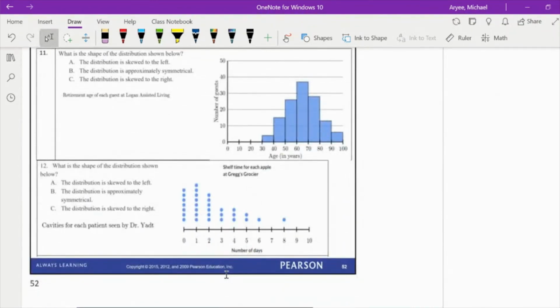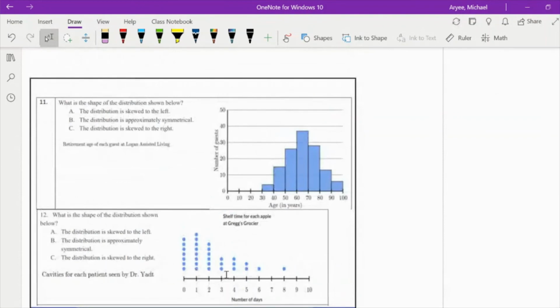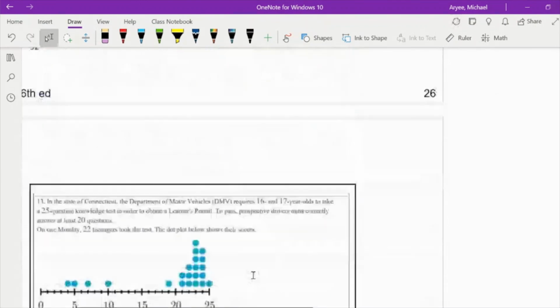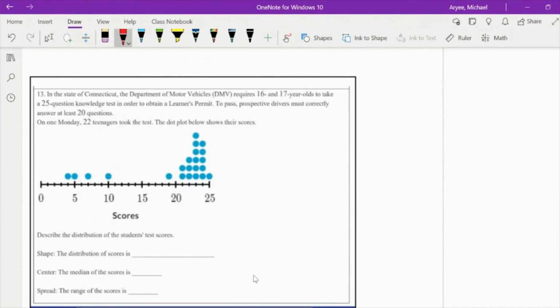So this looks symmetrical, all right? So it says, what is the shape of the distribution? The shape of the distribution is approximately symmetrical. Now here, this is the long tail. Long tail is on the right side, so that would be skewed to the right. Here, the long tail is on the left side, so the distribution is skewed to the left.